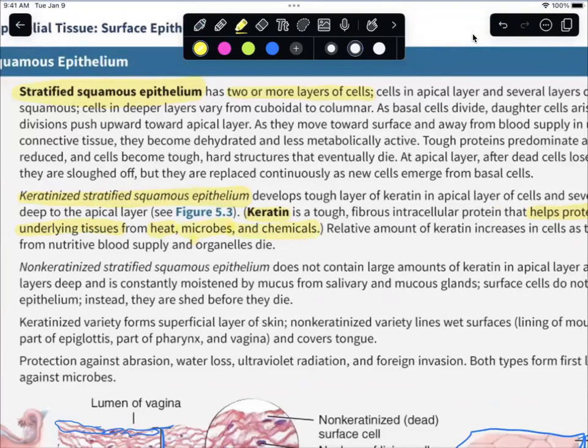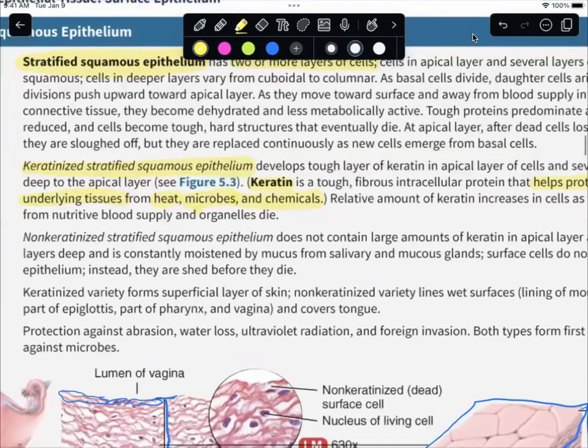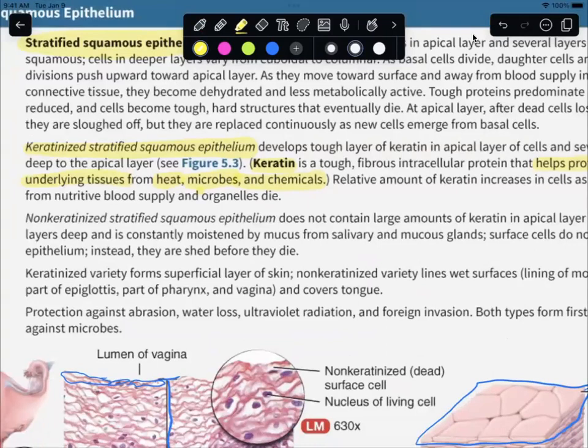You're touching different things all day long. There's all kinds of chemicals that you're touching that you don't always realize. Your skin protects you from that. This keratin protects you from that. In this picture, it shows the vagina, and in the vagina, we have non-keratinized stratified squamous epithelium.